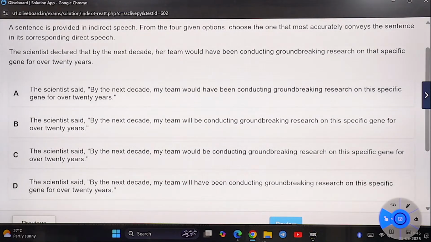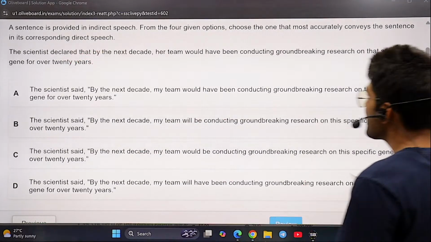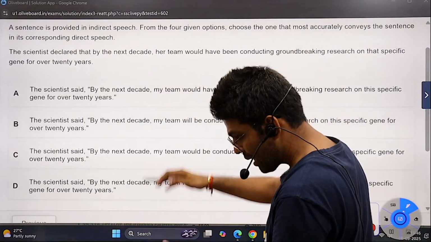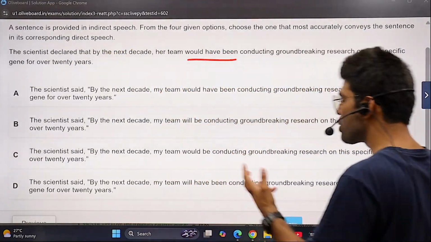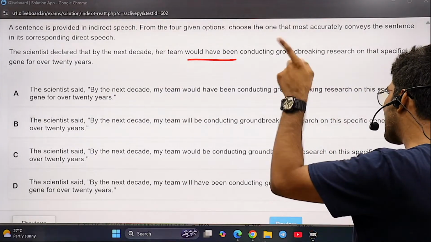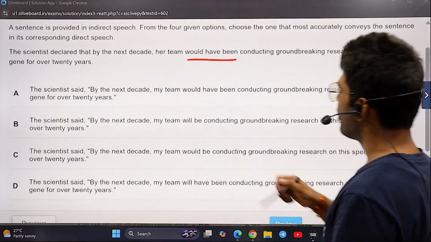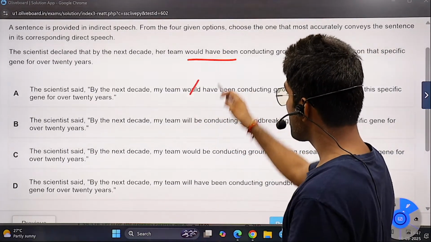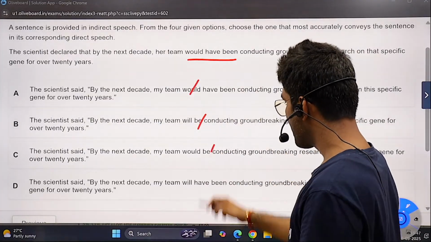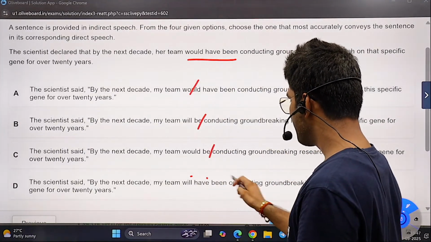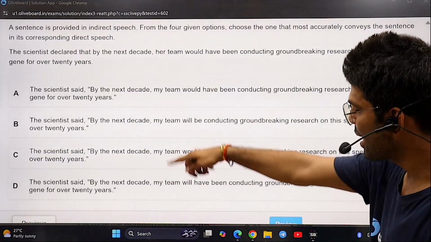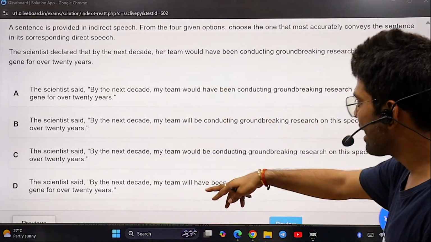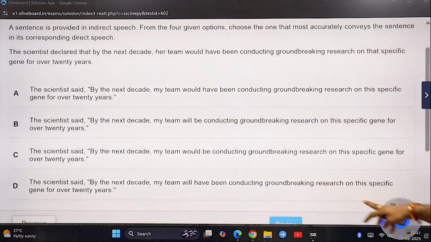Exactly. The answer is this. Make the question. Would have been in past. So in actual, that should have been "will have been conducting". Would, nope. Will, what about have? Will have been conducting. Correct. Anything else? No, the scientist said, declared, by the next decade, team will have been, would have been on this, that. Perfect.